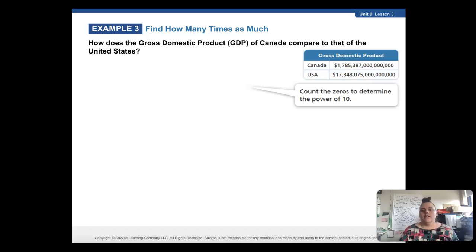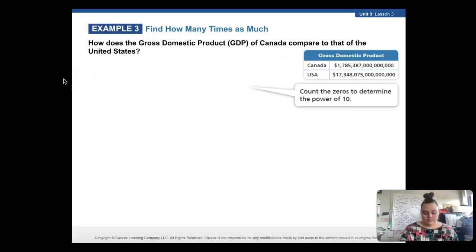So we can see in our table that Canada's gross domestic product, let's see here, we've got hundreds, thousands, millions, billions, trillions, quadrillions? Did I count that right? Hundreds, thousands, millions, billions, trillions. Yep. Canada's is $1,785,387,000,000,000. The US is $17,348,075,000,000,000.